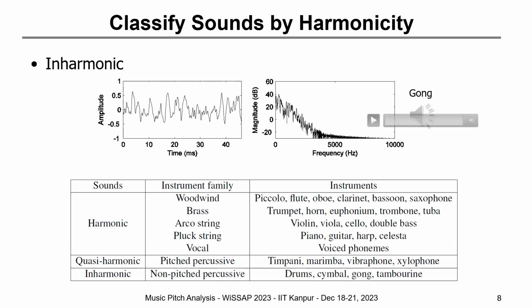If I ask you what pitch you perceive, different people will give us different answers. And if you listen to it several times, your answers may be different too. So for Western musical instruments, this is a categorization. These woodwind, brass, bowed string, plucked string, and vocal are harmonic. These are corresponding instruments. And pitched percussive instruments are considered quasi-harmonic, like timpani and marimba and so on. And non-pitched percussive instruments are inharmonic.